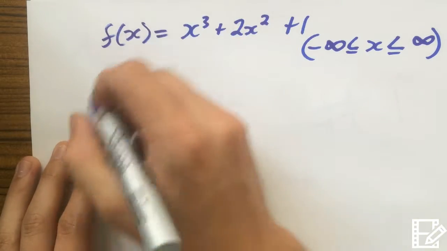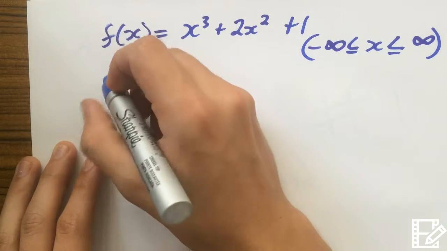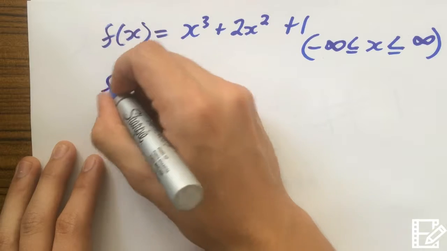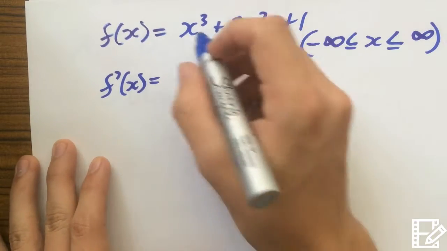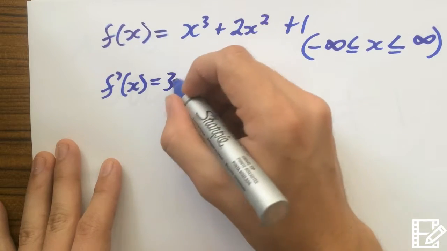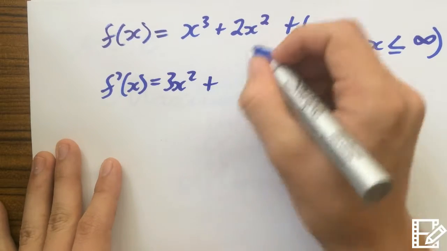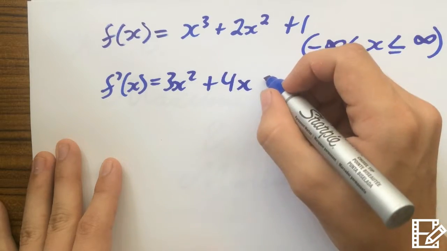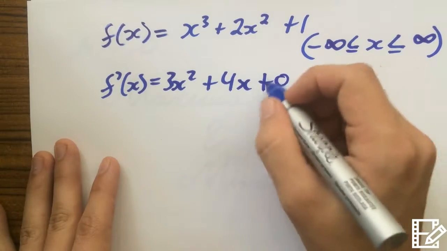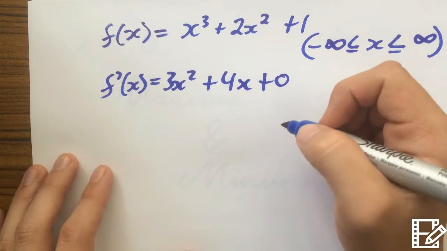But anyway, we'll find the critical points, and to do that we need to find critical numbers. To find critical numbers, we need to find the derivative. The derivative of x to the power of 3 is 3x squared, plus the derivative of 2x squared, which is 4x, and then plus 0. I'm writing this in because we're going to use the quadratic formula to solve it.